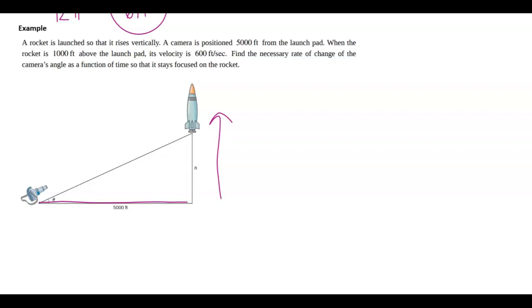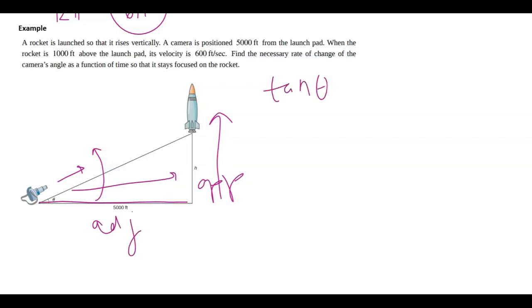Find the necessary rate of change of the camera's angle as a function of time so that it can stay focused on the rocket. So as the rocket is increasing, notice that your camera angle is going to have to move up that way, right? And so let's use a trig function. I'm going to use tangent because I know opposite, I know adjacent. So I'm going to say that the tangent of theta is equal to h over, now my adjacent stays 5,000 no matter what, okay?